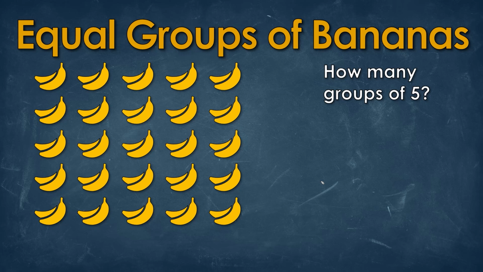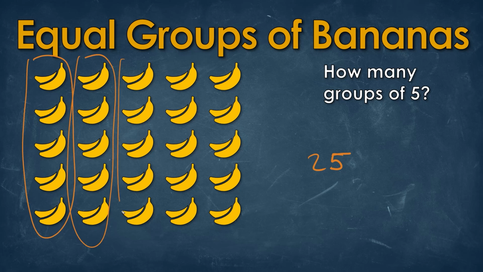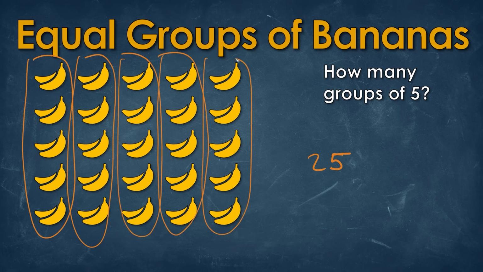And let's try this one. So now we need to do groups of 5. We have 25 bananas here, if you want to count it all out. And we're going to group these into 5. So we have 1, 2, 3, 4, 5 bananas there, 5 bananas there, and so on. So let's see, how many groups of 5 bananas will we have? We'll have 1, 2, 3, 4, 5. So 25 bananas divided equally into 5 bananas per group will give us 5 groups.